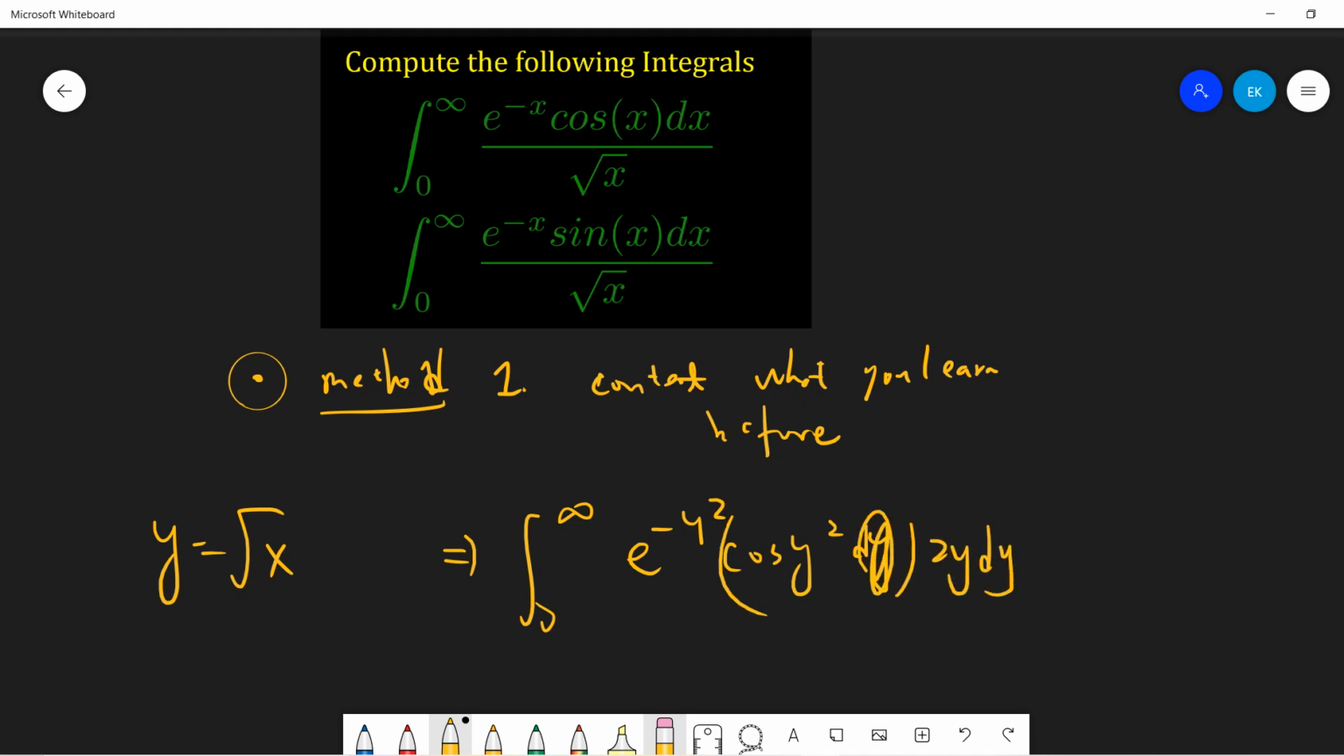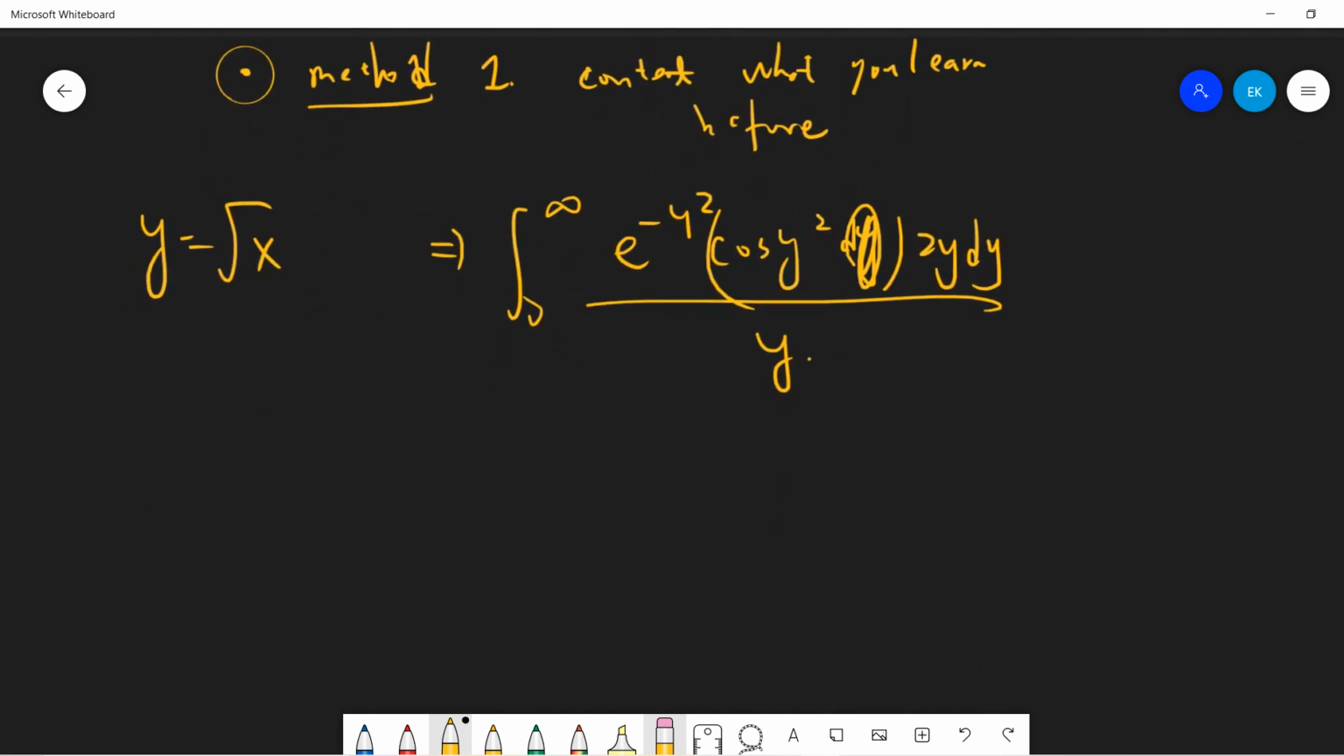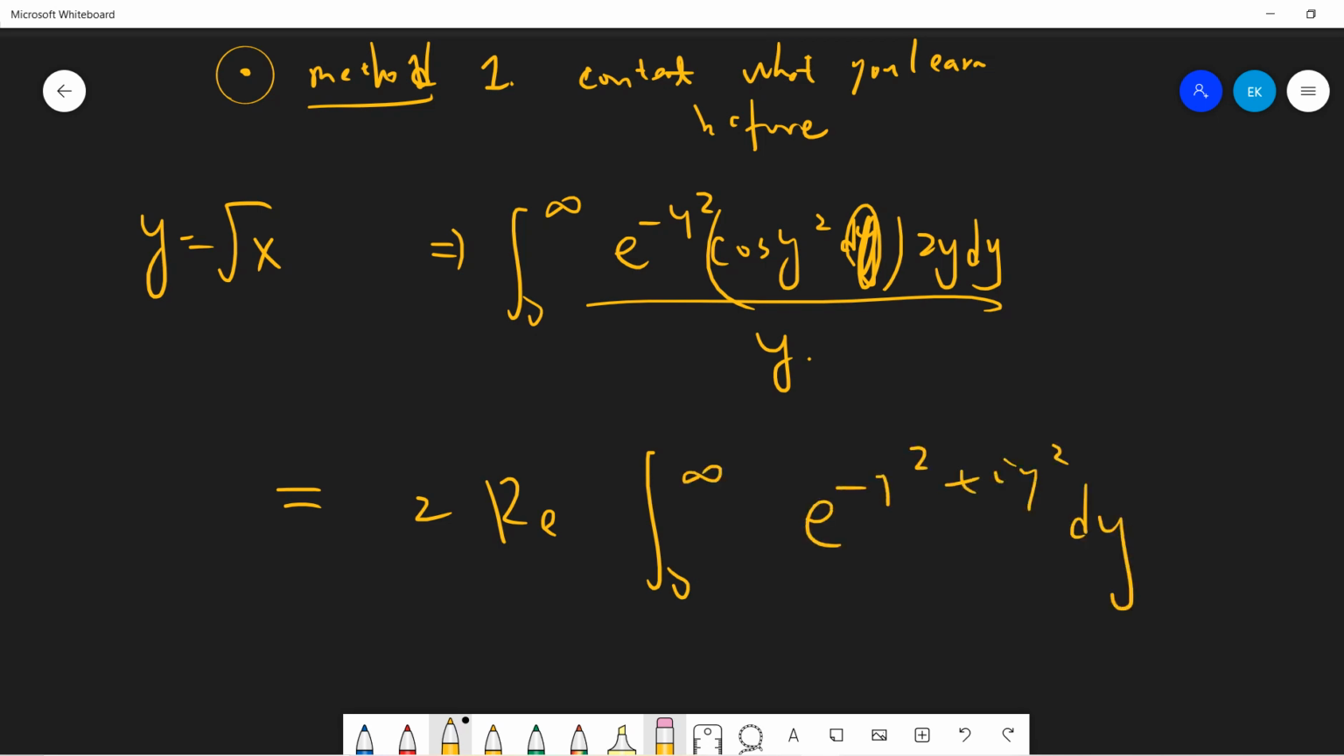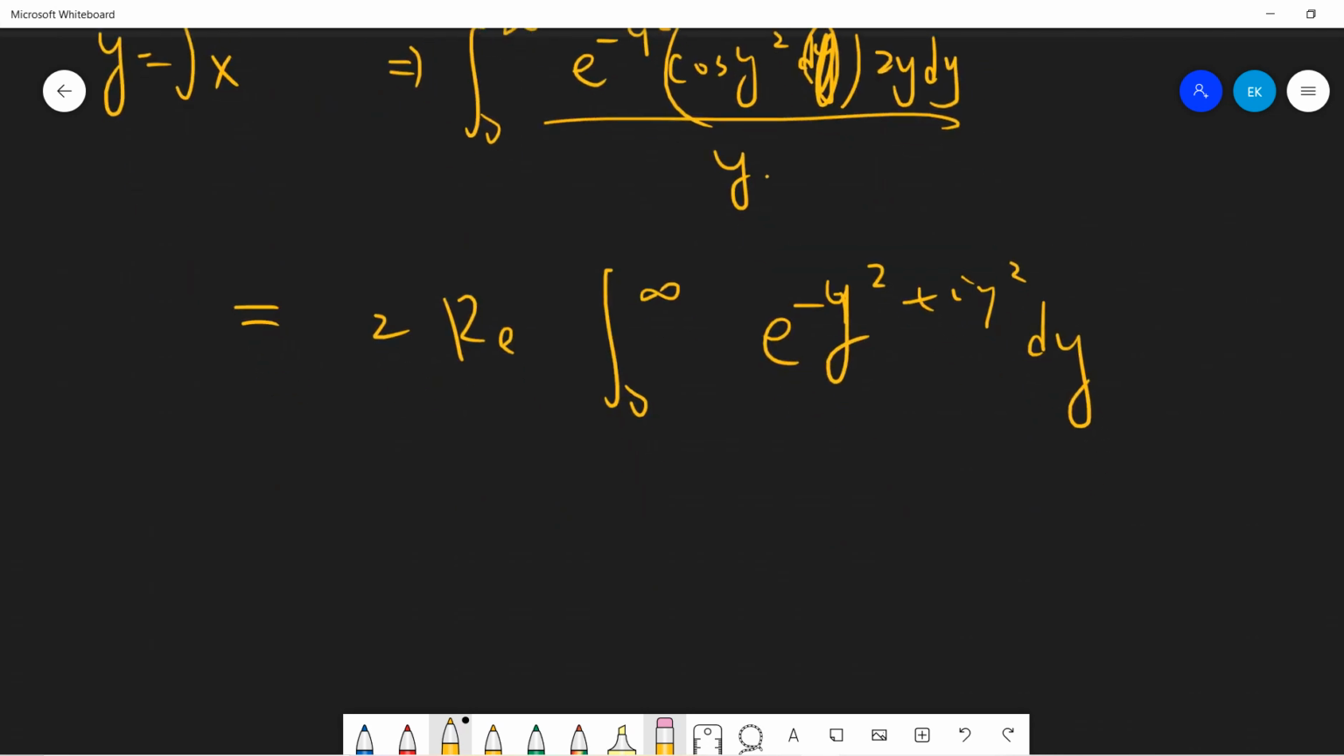This is the change of variable. And this can be written as two times the real part of the integral from 0 to infinity of exponential of minus y squared plus i y squared dy. The famous result is the Gaussian integral. I guess everyone knows about it.